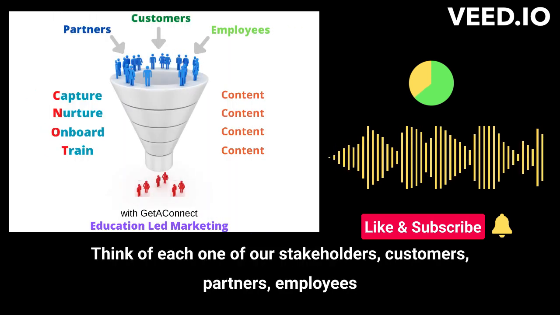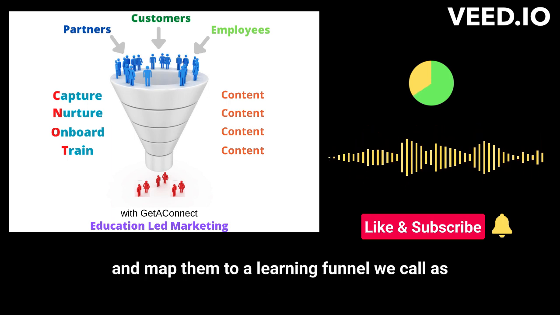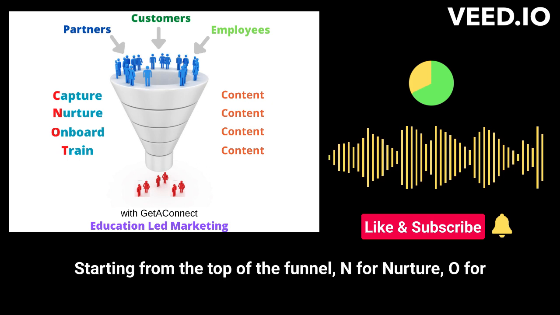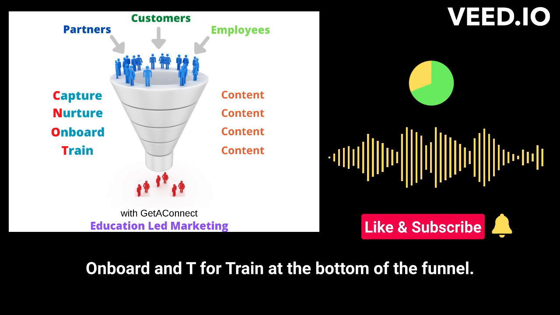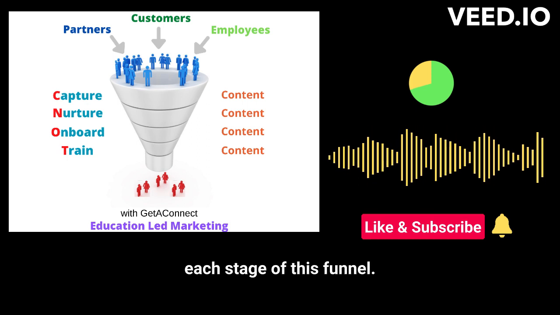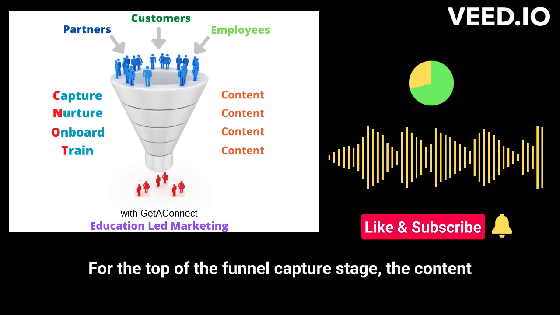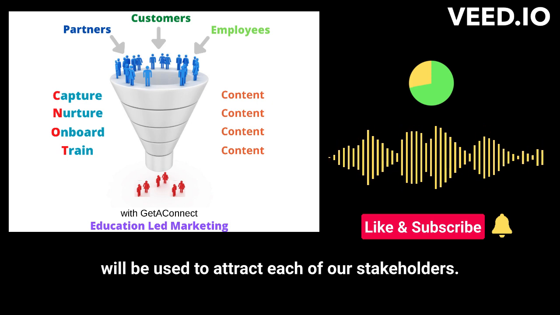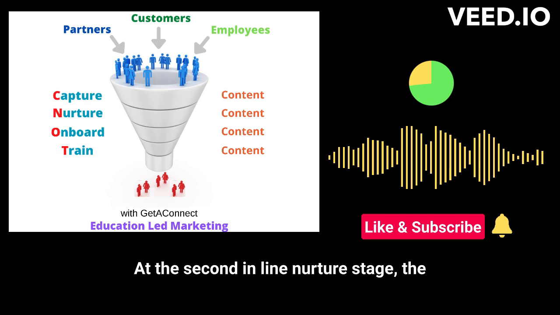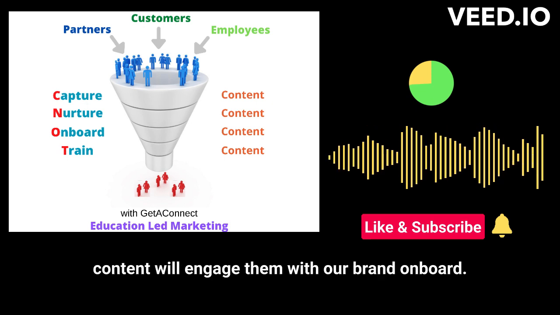Think of each one of our stakeholders, our customers, partners, employees, and map them to a learning funnel we call as C-Naught funnel, where C stands for capture, starting from the top of the funnel, N for nurture, O for onboard, and T for train at the bottom of the funnel. Think of educational content at each stage of this funnel. For the top of the funnel, capture stage, the content will be used to attract each of our stakeholders. At the second in line, nurture stage, the content will engage them with our brand.